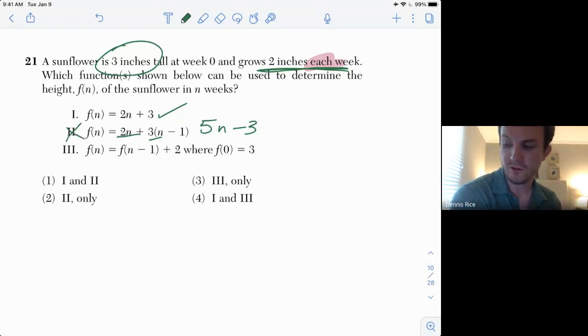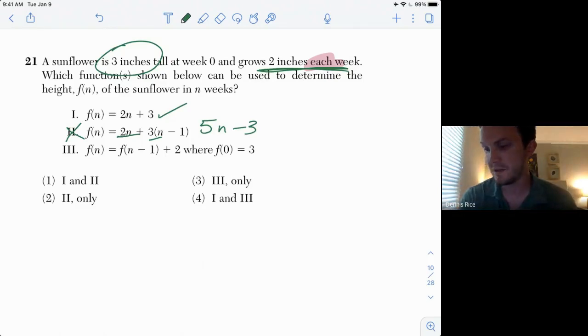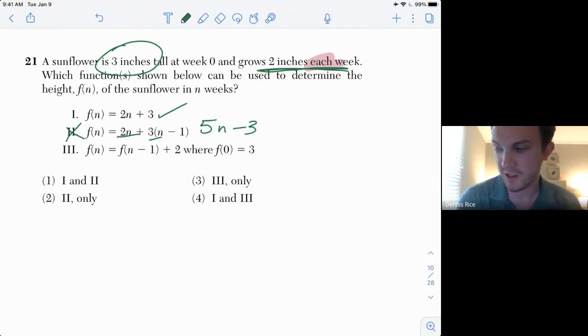And choice 3, I know it's a little weird because we're talking about functions, but does anyone know what choice 3 is kind of connecting to from another topic? We usually don't see this, not consecutive. Yeah, very good, Rachel and Kira. Recursive. This is a recursive rule. Recursive rules for sequences are based on the previous one.